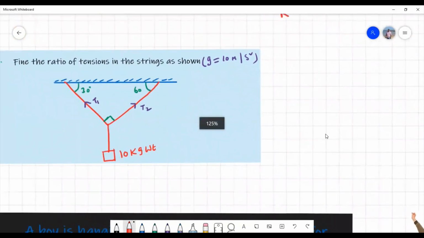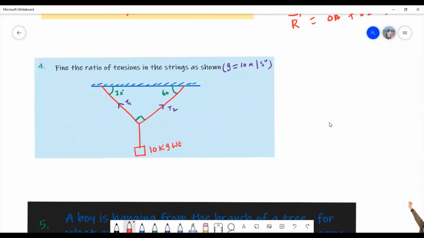Now this is a very important model. Find the ratio of tensions in the strings as shown in the figure, if g is equal to 10. Here the weight is given in kg weight. So 1 kg weight is whatever the value of g given, here it is 10. How many kg weight is given? 10 kg weight. So this will be 10 into 10, that is 100 Newton. So the downward force is 100 Newton.